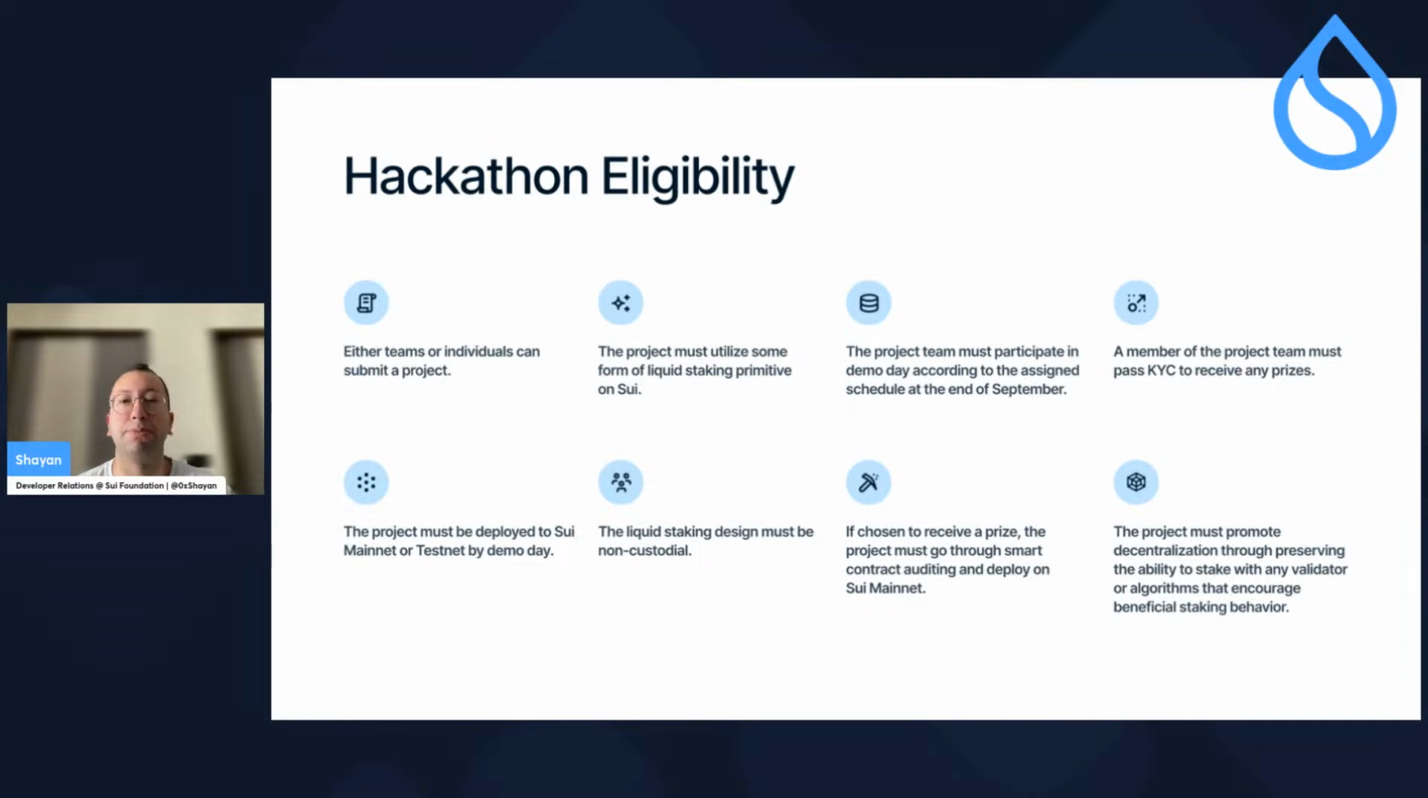And the last thing is that the project must promote decentralization through preserving the ability to stake with any validator or algorithms that encourage beneficial staking behavior. So what does that mean? Essentially, your liquid staking protocol must be designed in such a way that it is a net positive to Sui's economics, right? So, hypothetical example, let's say you own a validator and you also want to work on this liquid staking protocol. If in your liquid staking protocol, all the stake is routed to your validator, that's not too decentralized, right?